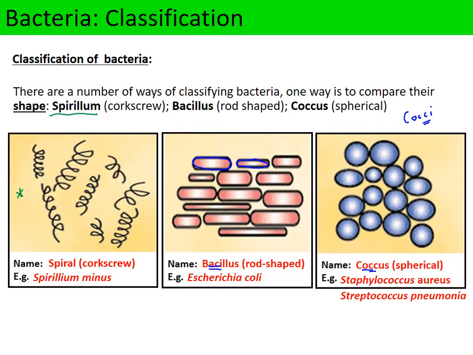And the two well-known examples of cocci bacteria are Staphylococcus aureus and Streptococcus pneumoniae. So Staphylococcus aureus quite often can cause conditions like acne, and they tend to grow on the skin.